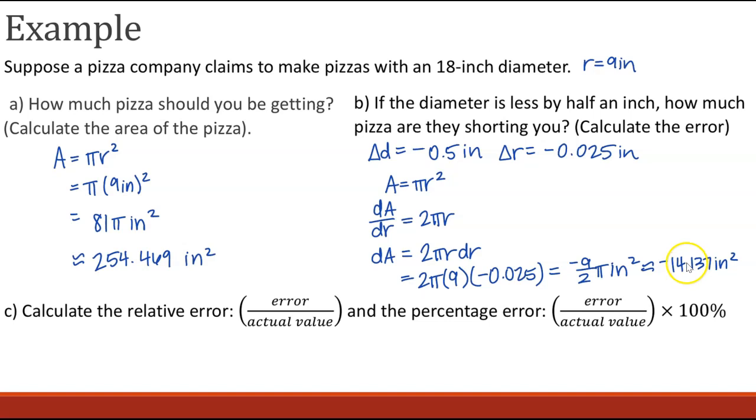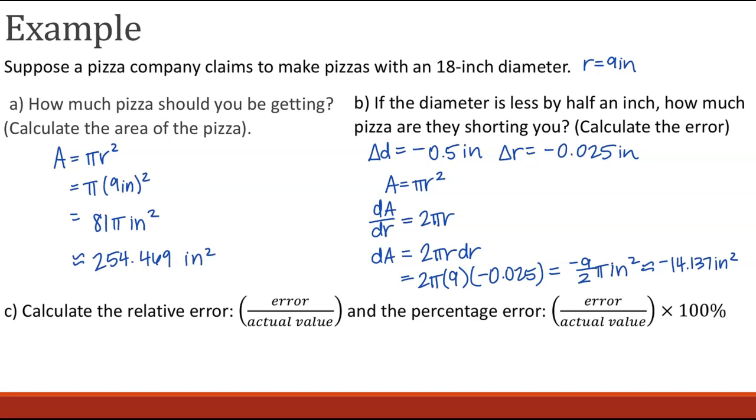So is that a lot of pizza? So the diameter was only less by 1/2 inch, or the radius was only less by 0.025 inches. So I'm getting shorted 14.137 inches squared of pizza. I'm supposed to be getting 254.469 inches squared of pizza. So is that a lot? That brings us to part C, calculating the relative error and the percentage error.